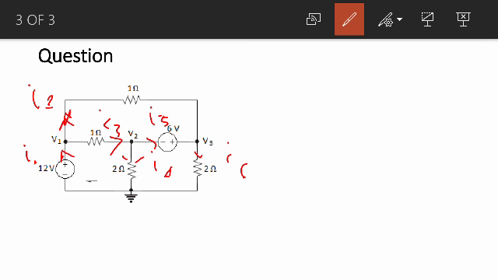Okay, so the next is to represent each of the currents in terms of the nodal voltages. Okay, remember that current is voltage all over resistor. Now, if we look at node 1, let's consider node 1 first of all. According to Kirchhoff's current law, the amount of current entering a node is equal to the amount of current leaving that node or that junction. So we can say that I1 is equal to I2 plus I3.